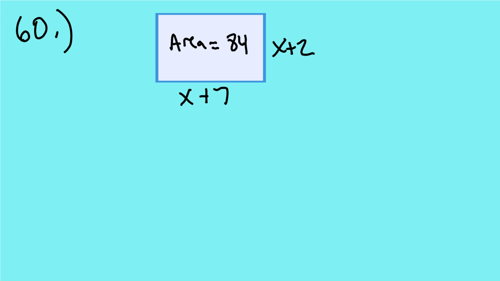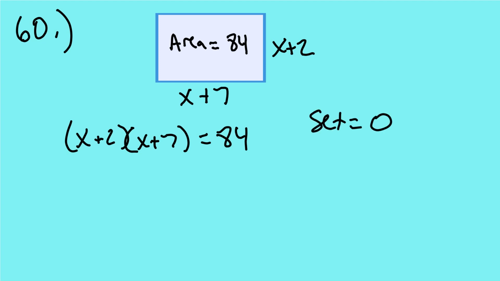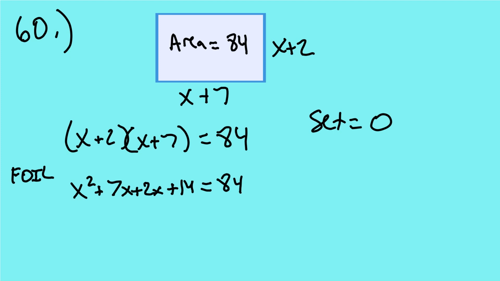Alright, so the whole area equals 84, so I know x plus 2 times x plus 7 has to equal 84. Now, I can't solve from here. I need to set it equal to 0. So step 1 is I have to FOIL, because I can't make it a 0 until after I FOIL. So I get x squared plus 7x plus 2x plus 14 equals 84. Now I can move my 84 over. So minus 84 from both sides. I add those two. I get plus 9x minus 70 equals 0. Now I can factor it.